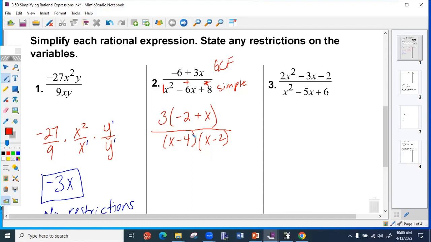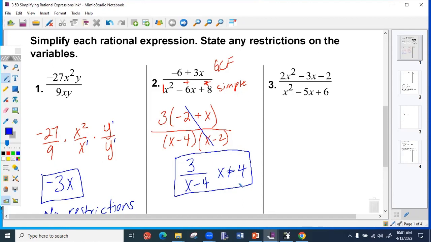Now we are factors, so now we can eliminate. Are there things I can eliminate? Negative 2 plus x and x minus 2. Exactly. Even though these are written in different ways, they are exactly the same. The 2s are negatives, the x's are positives, so these can be eliminated. So now I'm left with 3 over x minus 4. And what can x not equal? 4. Why can x not equal 4? Exactly. It would make the denominator equal to 0, and can we have 0 in the denominator? No. So the restriction is x doesn't equal 4.